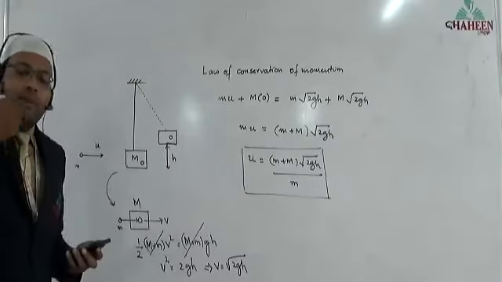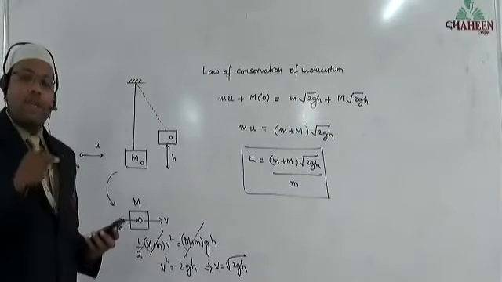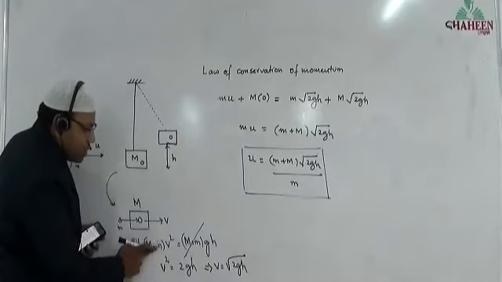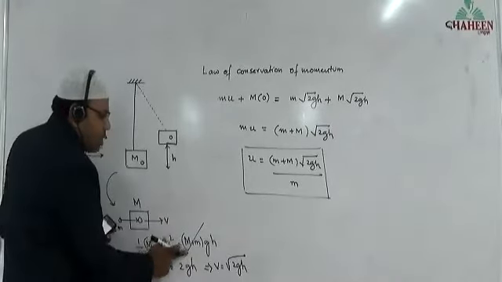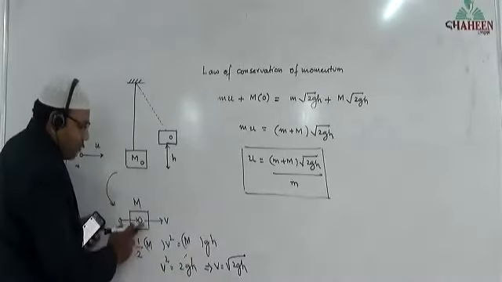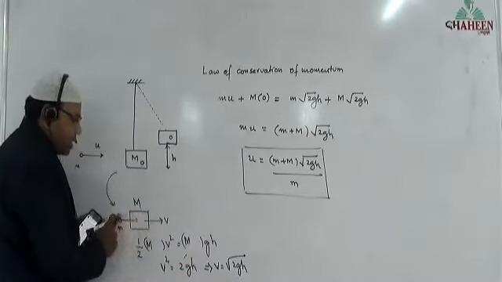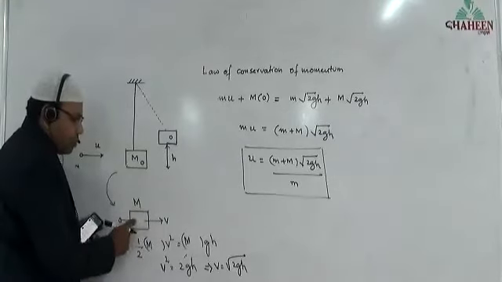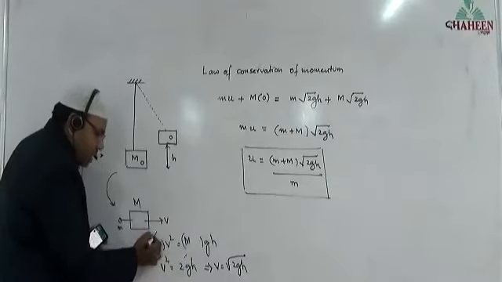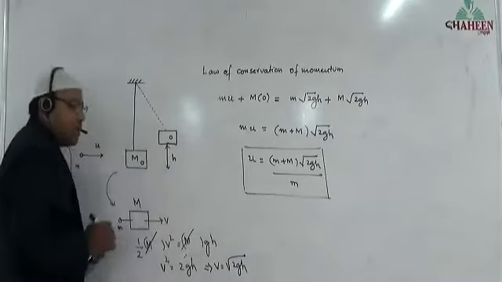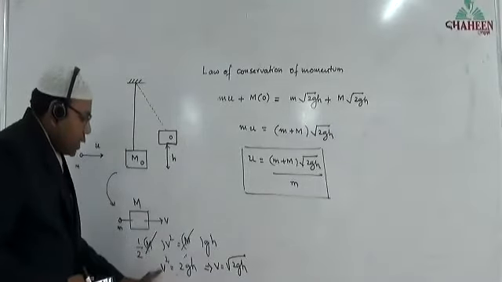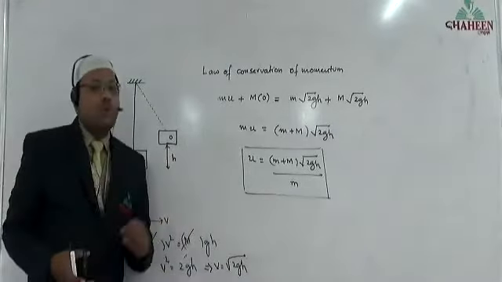So here, when the bullet leaves the block after striking, what will you do here? You need to take only capital M. And how will we change the diagram here? The bullet has left, so we will not draw the bullet. If you see, this M and this M will get cancelled. Both M will cancel. Again we get v square equals 2gh, v equals under root 2gh.